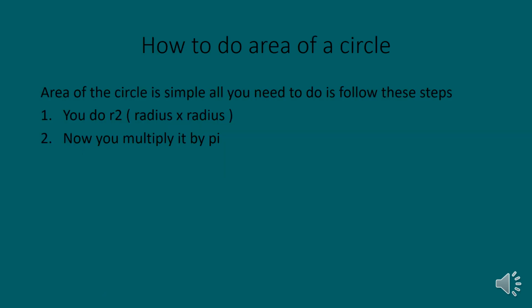Well, now that we know what radius and diameter are, let's learn how to find the area. Now, r squared, which just means radius times radius, we do that first. Then we multiply it by pi, which is 3.14. All right, guys?